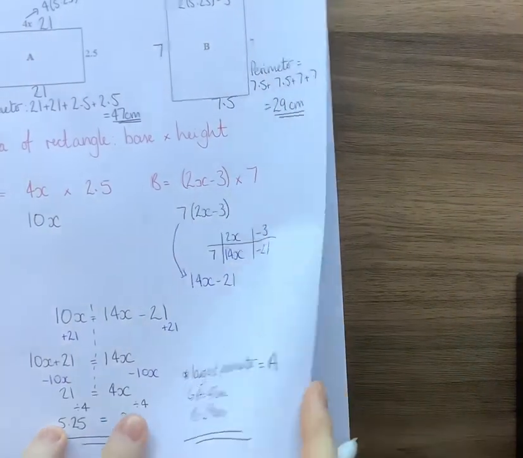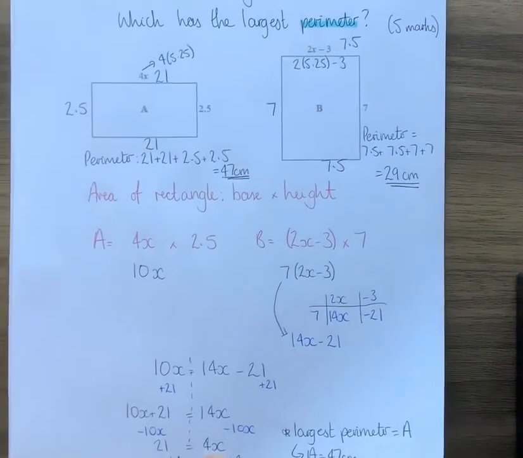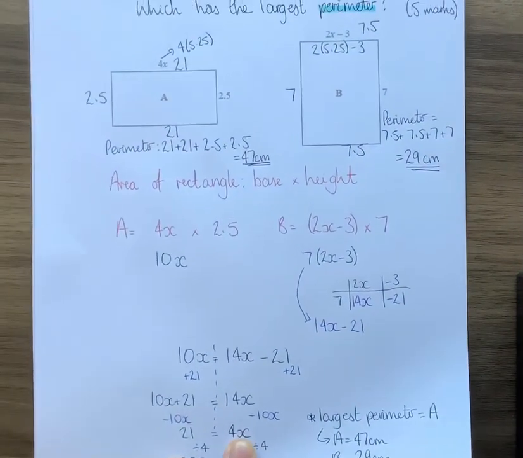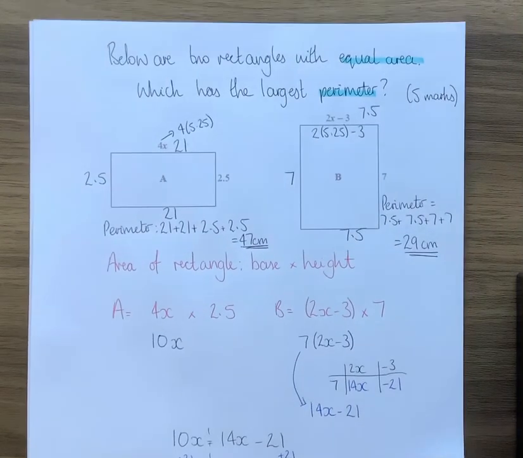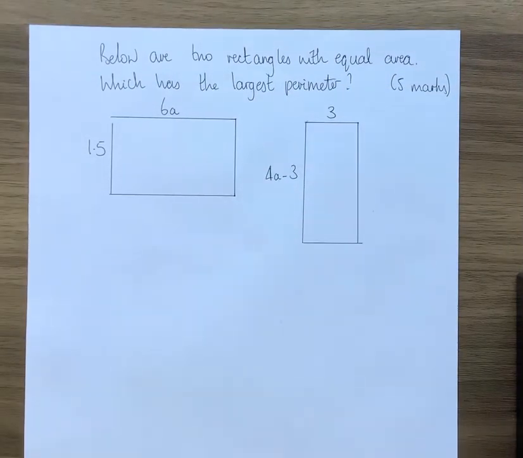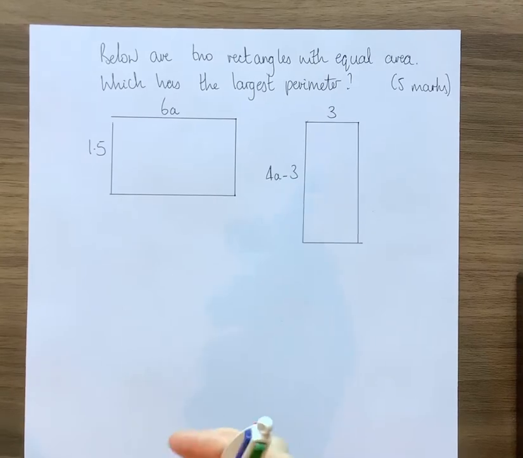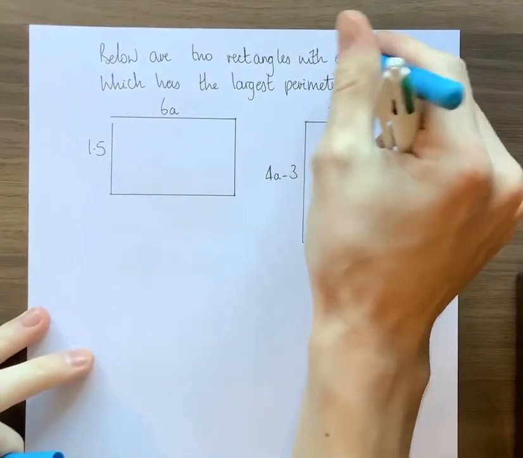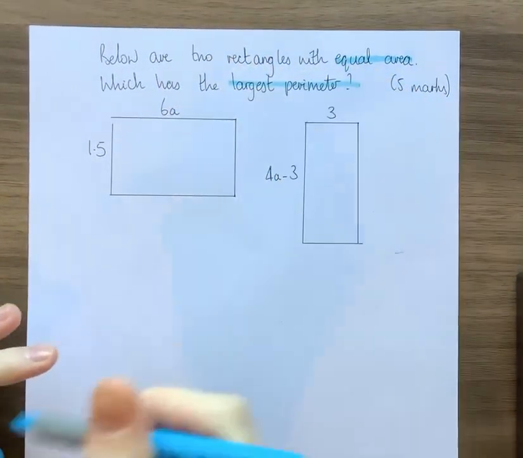So what I'd like you to do, I'm going to put a very similar question on. I'd like for you to pause the video and attempt that question. Then we're going to go through it together. Okay, now that you've gone through that question, we're going to go through where the marks would come from and what marks you would get. You can mark it yourself. So below are our two rectangles, again with equal area, and we're looking for the one with the largest perimeter.